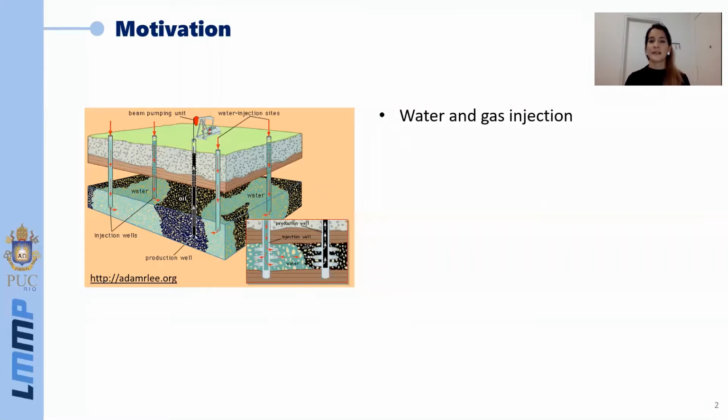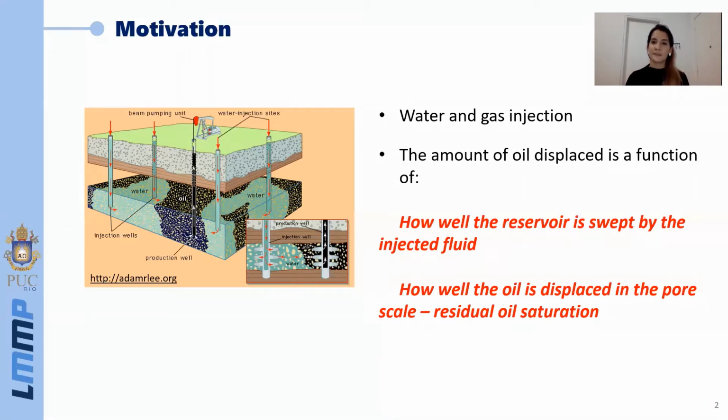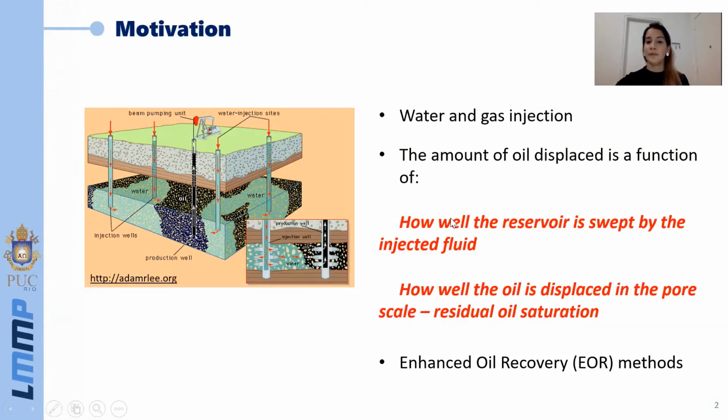So water and gas are commonly injected in the reservoir to maintain the pressure and displace the oil towards production wells. And the amount of oil displaced is both a function of how well the reservoir is swept by the injected fluid and how well the oil is displaced in the pore scale, the residual oil saturation. The enhanced oil recovery methods are the applied techniques to maximize oil production through the interaction between the injected fluid and the rock oil system. Each EOR method acts in one or ideally both of these two factors.